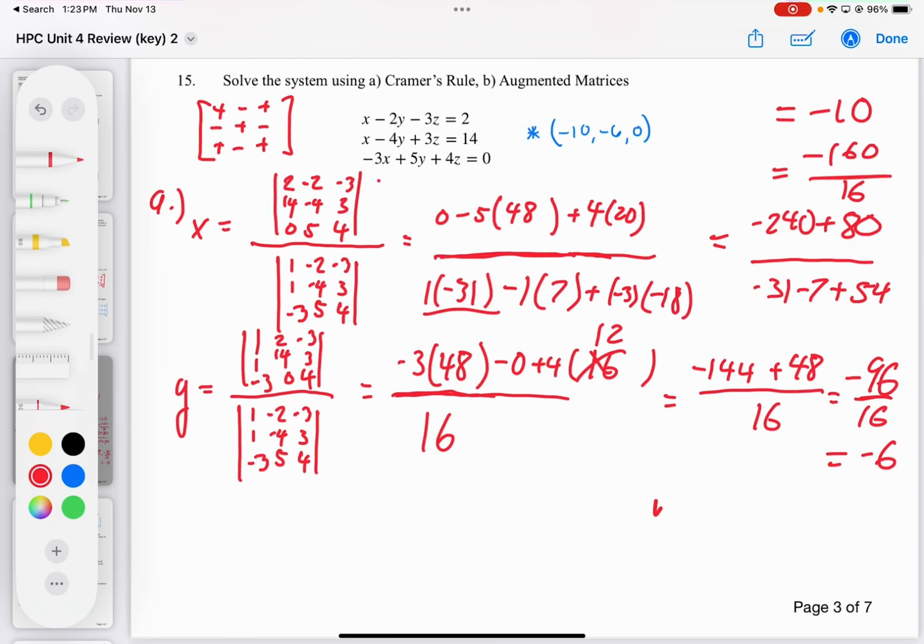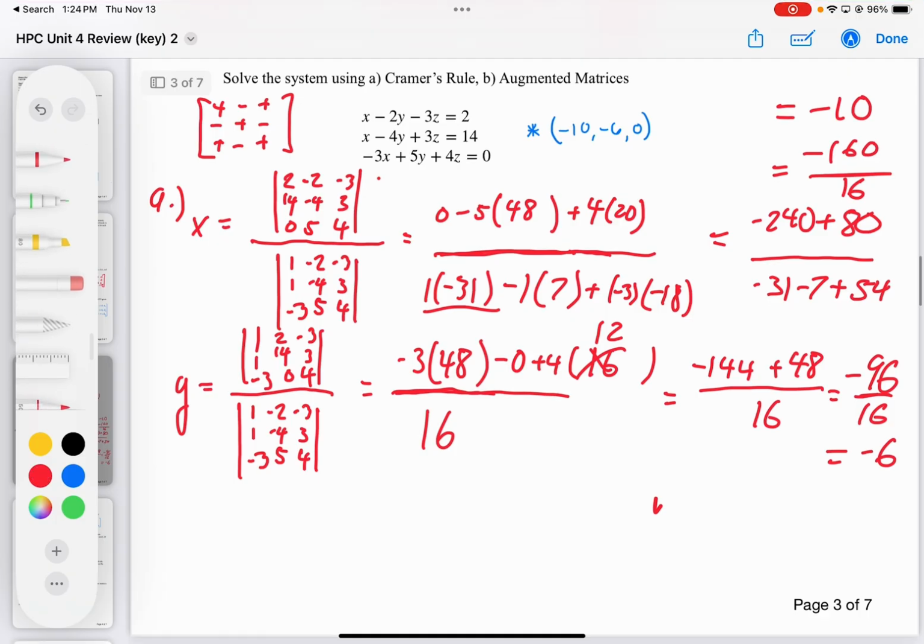So maybe for a 2x2, I would just say, do it. We need to see augmented? Yeah? Okay. All right, here we go. Augmentation time. I don't have room. I'm going to erase this. Are you okay with that? Okay.